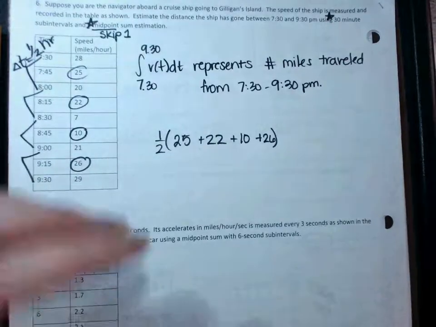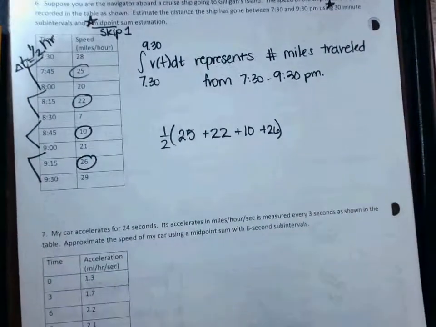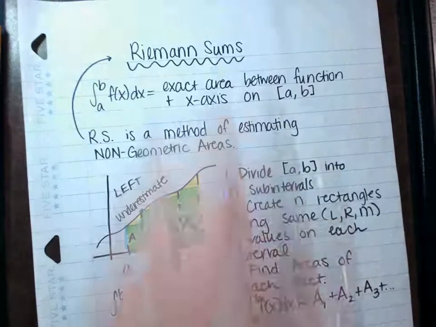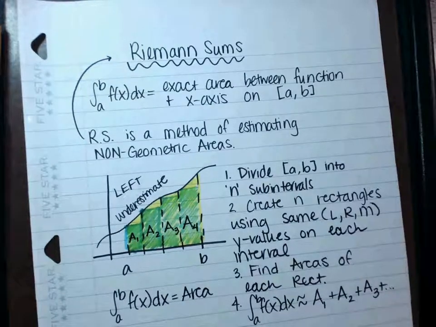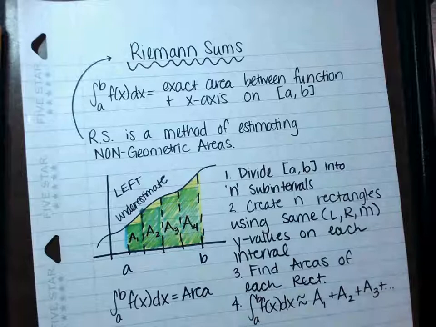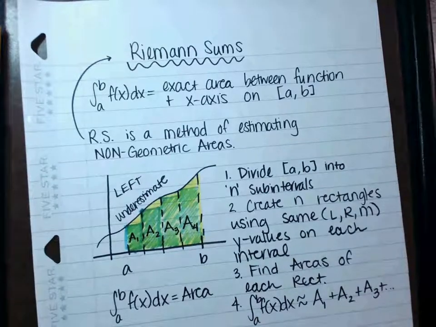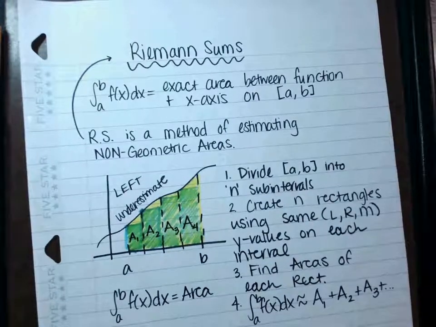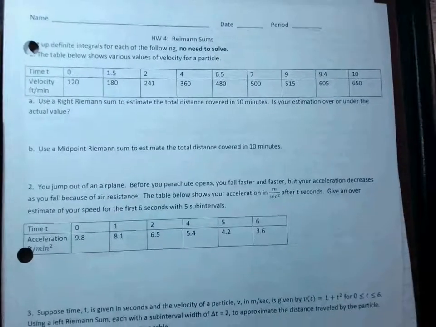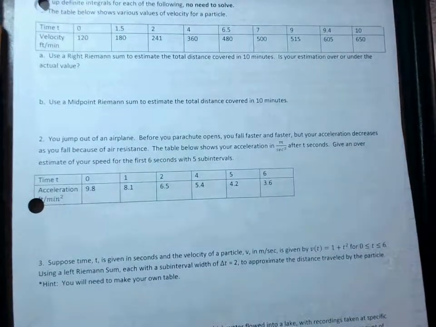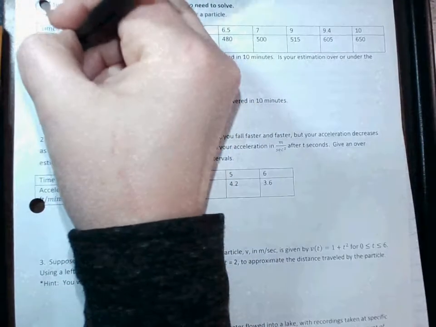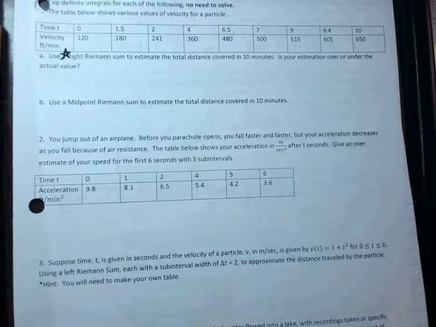Alright, let's do one off your homework. Why don't y'all just do the first one? First one on there. So I want you to underline what type of sum you're using, so left or right, and then how many subintervals you should have. So for part A, which side are we going to use? Right? And then we want to go for all 10 minutes.